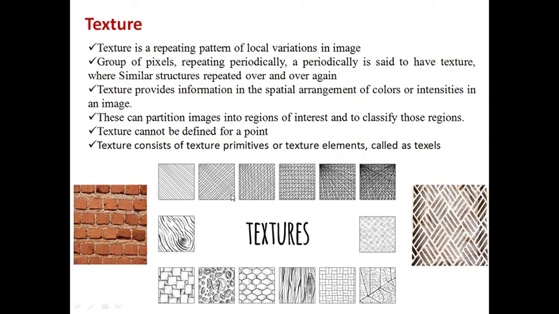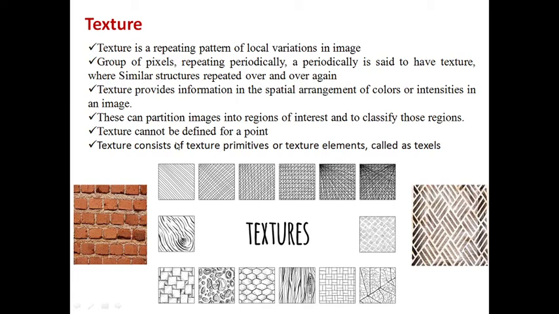So this local variation is repeated many times. Some more examples are present in this slide. Here you can see, here also, and in this image also you can find that the local variations are repeated many times, right? So texture provides information on the spatial arrangement of colors or intensities in an image. The texture may provide information about color, shape, or intensity to a viewer.